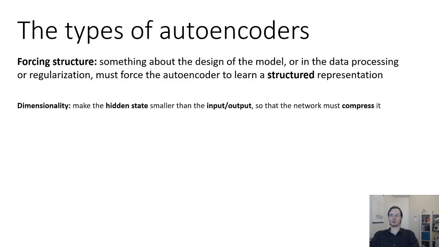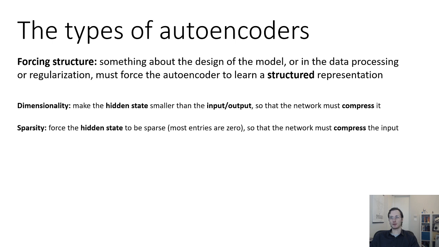Okay. So one approach to forcing structure is limiting dimensionality. Make the hidden state smaller in terms of the number of dimensions than the input or output, so that the network has to compress the input or output. So if your input has 32 by 32 images, and your hidden state has only 16 dimensions, now you have to somehow represent the entire image with 16 numbers, and that dimensionality reduction might lead to more meaningful structure. Another thing you could do is sparsity. Force the hidden state to be sparse, meaning that most entries in the hidden state are 0, so the network has to compress the input. This might seem a little peculiar at first, but I'll describe the intuition behind this shortly.